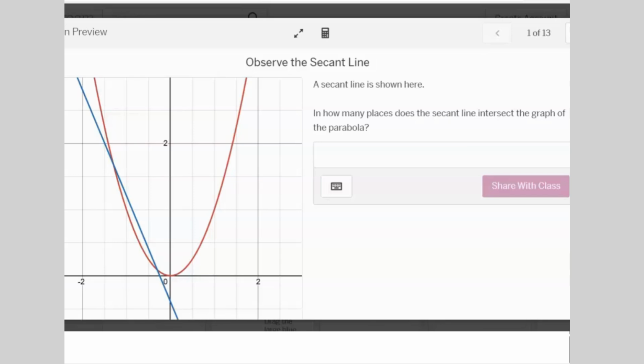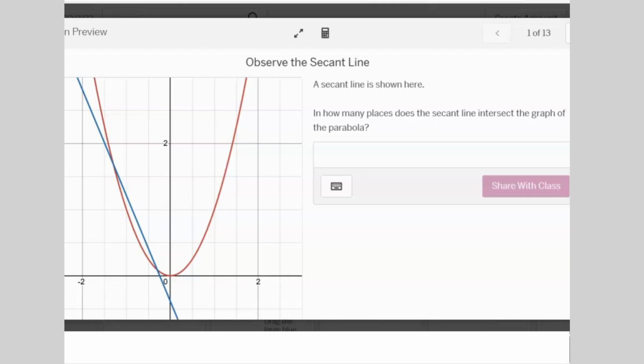In this video, I'm going to go over the formal definition of the derivative. We're going to start out using Desmos as a visual example of the definition of the derivative. So we always start with a secant line.